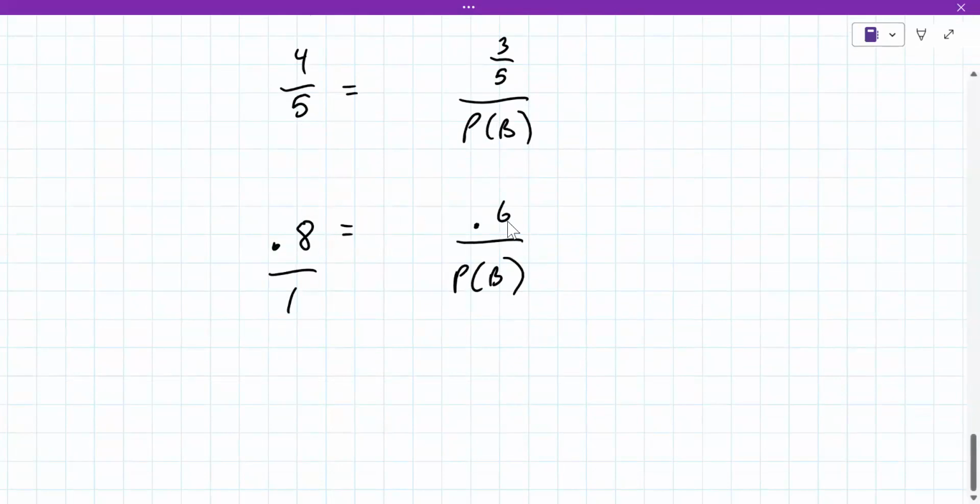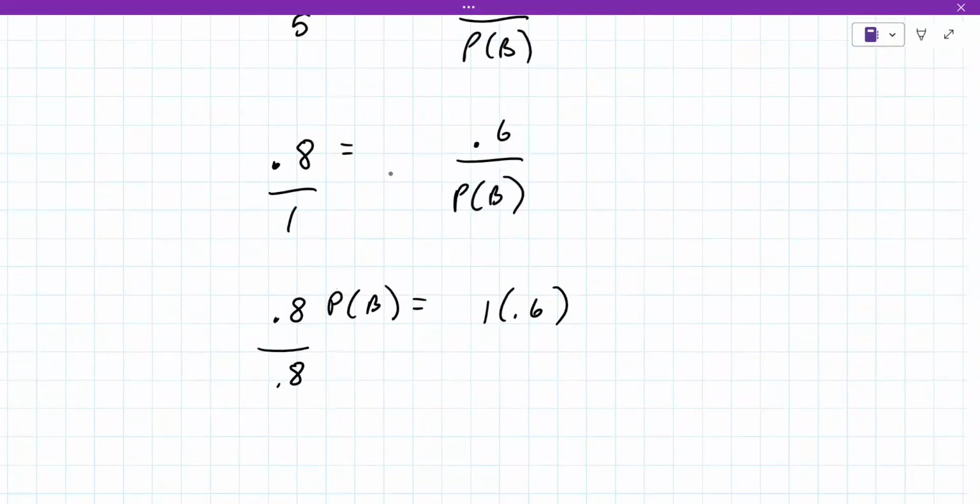To do that, you either multiply both sides by the variable or you flip. I don't know if either of those sound familiar to you. Cross multiply. Which sounds best to you? Just cross multiply. Okay, so it's 0.8 times the probability of B equals 1 times 0.6. Divide both sides by 0.8. Probability of B equals 0.6 divided by 0.8, which is 0.75.